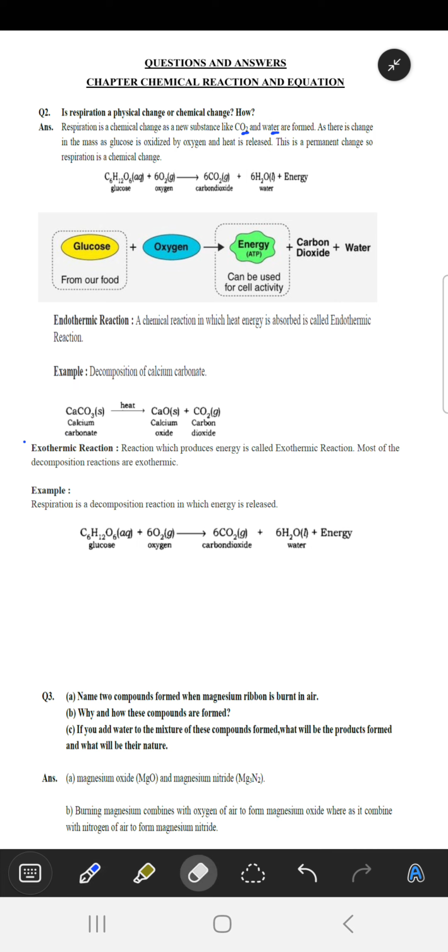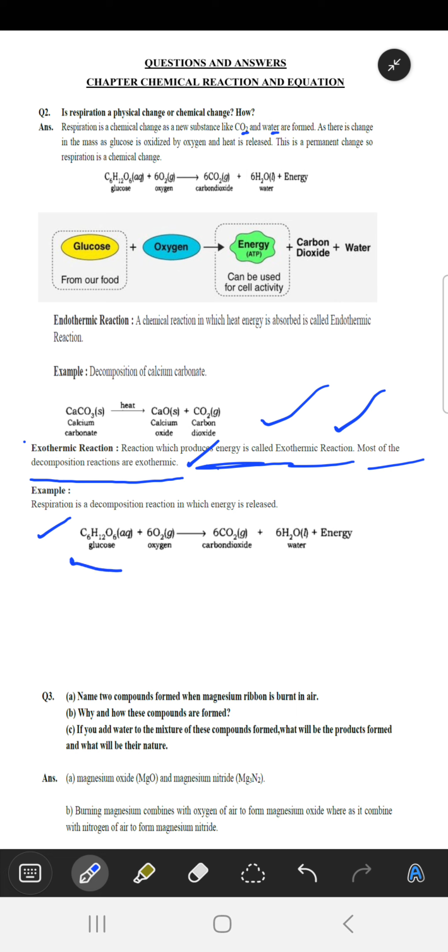Second, what is an exothermic reaction? The reaction which produces energy is called an exothermic reaction. Most of the decomposition reactions are exothermic. Let us take an example for the exothermic reaction. The most popular is respiration. In respiration, when glucose reacts with oxygen, we get carbon dioxide and water, and there is a release of energy. So it is an exothermic reaction.